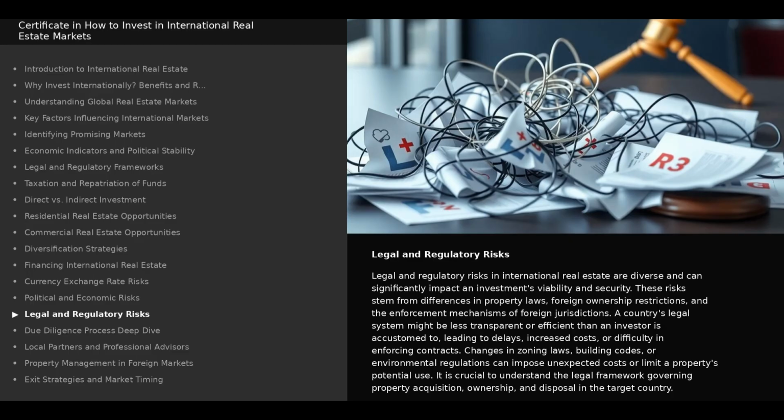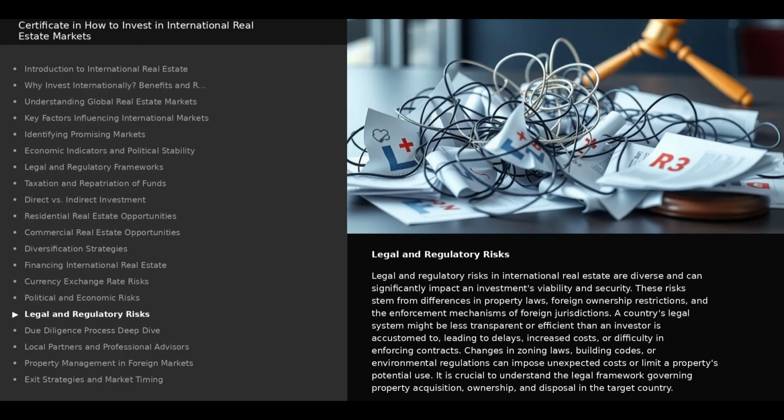Legal and regulatory risks in international real estate are diverse and can significantly impact an investment's viability and security. These risks stem from differences in property laws, foreign ownership restrictions, and the enforcement mechanisms of foreign jurisdictions. A country's legal system might be less transparent or efficient than an investor is accustomed to, leading to delays, increased costs, or difficulty in enforcing contracts.